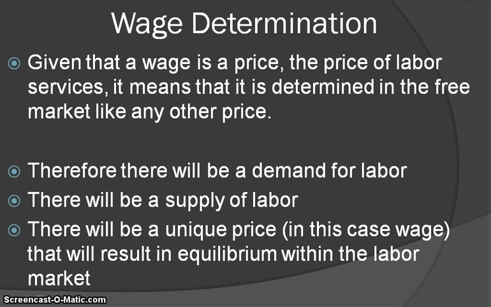Now, the fact of the matter is that a real wage, or the wage in itself, is a price. It is the price of labor services, and it means that it is determined in the free market like any other price. It means, therefore, we'll be utilizing the concepts of demand and supply. The market is the labor market, and therefore what we'll be looking at is the demand for labor, the supply of labor, and the unique price that will result in equilibrium within the labor market. And this unique price will be the equilibrium wage rate.